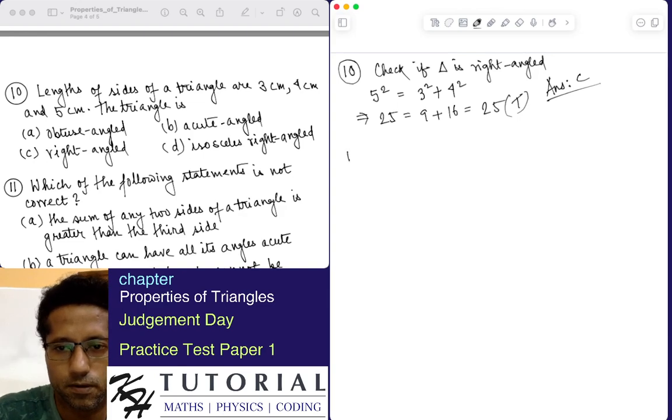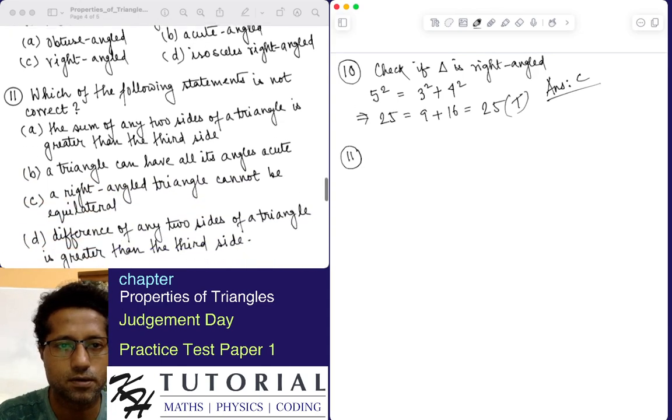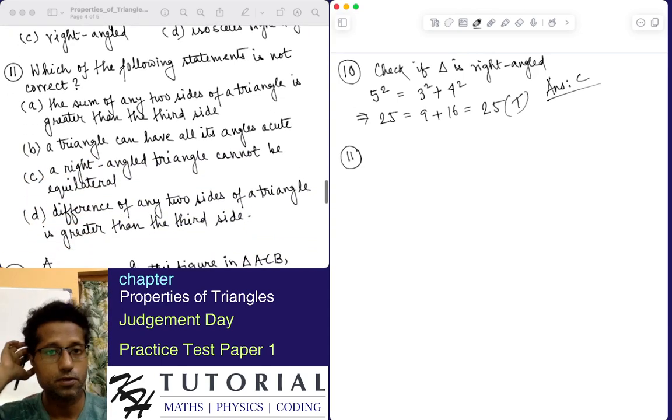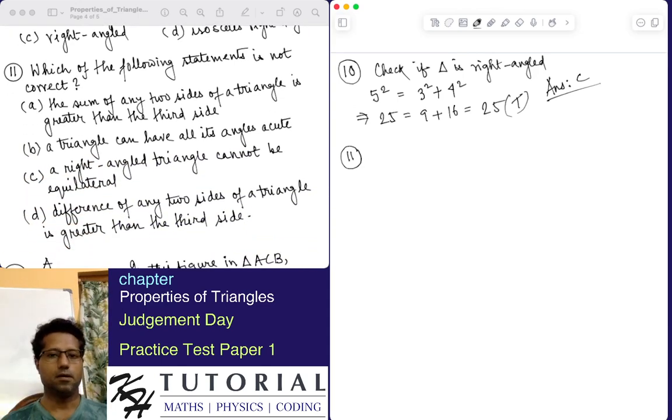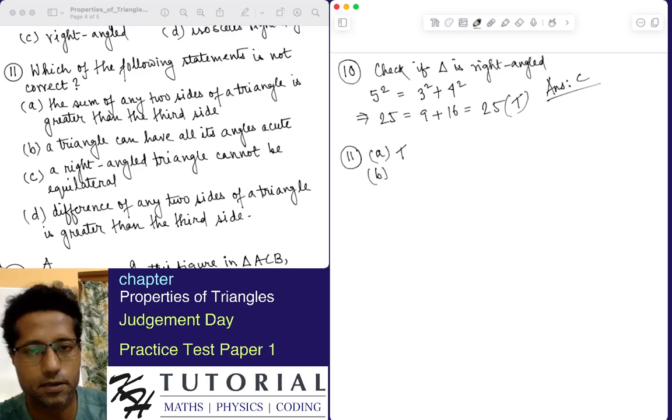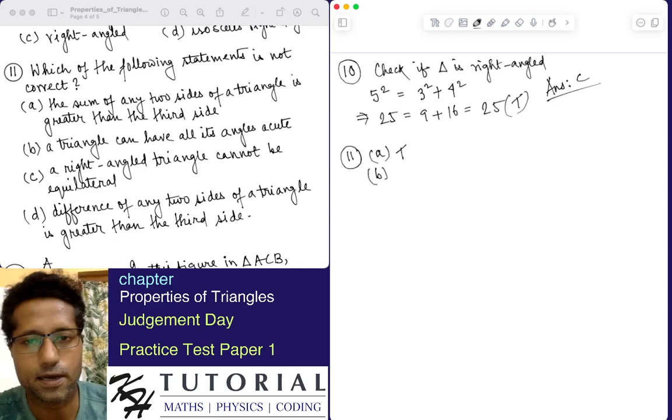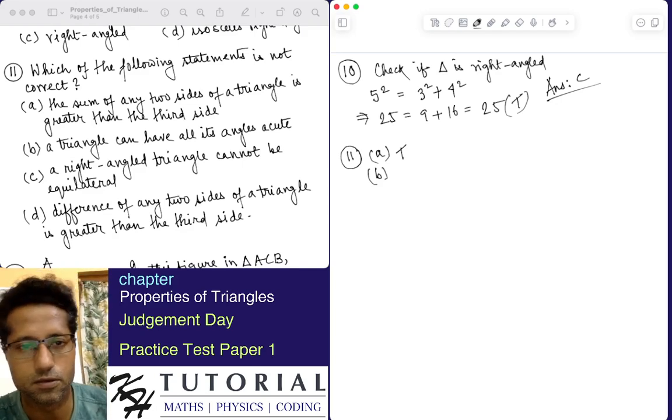Let's do problem number 11. Which of the following statements is not correct? A: the sum of any two sides of a triangle is greater than the third side. This is true. This is always true. We know from the triangle inequality that the sum of the lengths of two sides is always greater than the length of the third side.